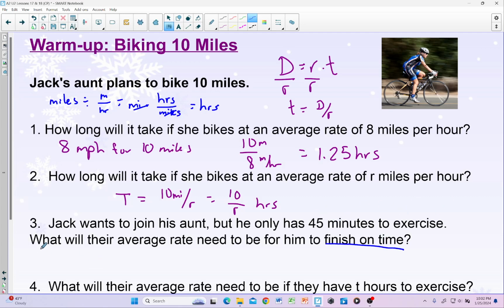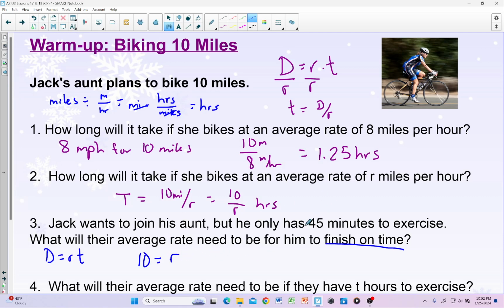So if we think about the formula again, let's do it using the formula this time. So D equals R times T. Now, in this particular case, what do we need? We need the average rate. So we need to solve for r in this case. But let's plug everything in, right? How much distance do we have? Well, it's still the same 10 miles, right? We're solving for r. Now, what's t in this case?